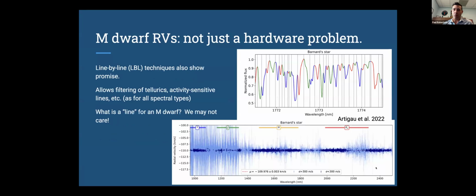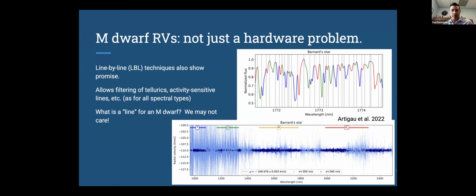Another approach that works really well is the line by line method, where you get an individual velocity for each line. You can see the uncertainties on single lines can be kilometers per second, but root n statistics are powerful, and you can average down to something that is equivalent or potentially better than what you get with something like a template matching technique. You can also filter out bad lines, where bad means detector artifacts, tellurics, activity sensitivity, however you define it.